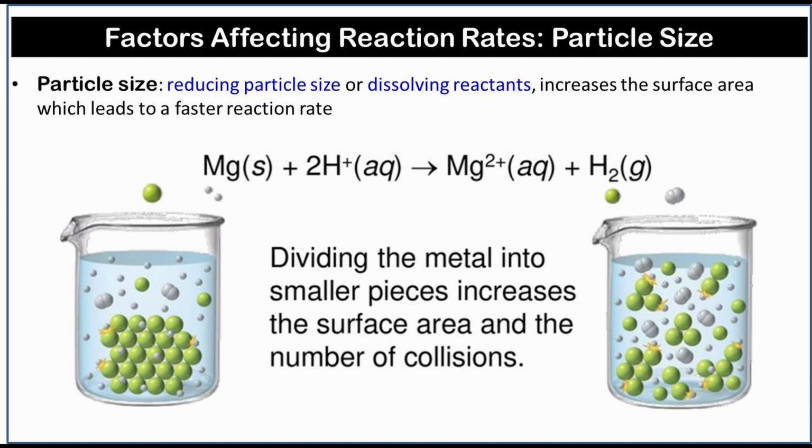The total surface area of a solid or liquid reactant affects the rate of a reaction. The greater the surface area, the faster the reaction rate, since collisions take place at the surface of reactants. Consider the reaction of magnesium with hydrochloric acid to form magnesium ions and hydrogen gas. Dividing the metal into smaller pieces increases the surface area and the reaction rate. Another way to increase the surface area of solids is to dissolve them. In a solution, particles are separated, so more of them are able to collide with other reactants.